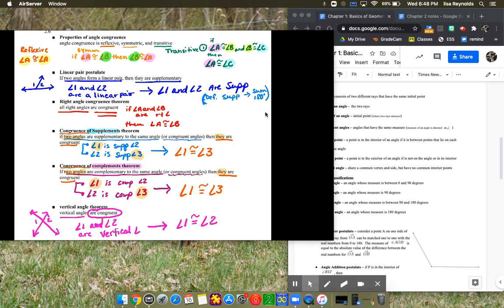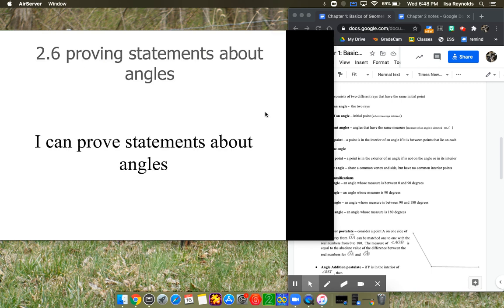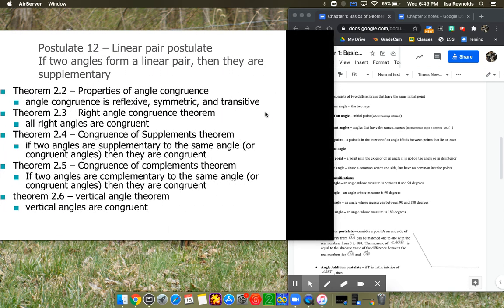So we're going to use all of our information about angles, and we're going to do proofs. So we're going to take and work with statements about angle congruence. So keep in mind that we have our linear pair postulate along with our new theorems.